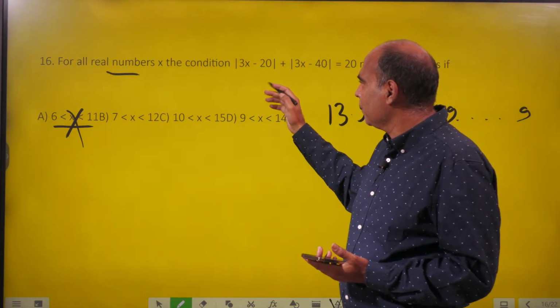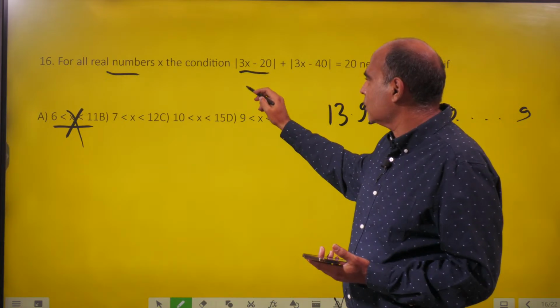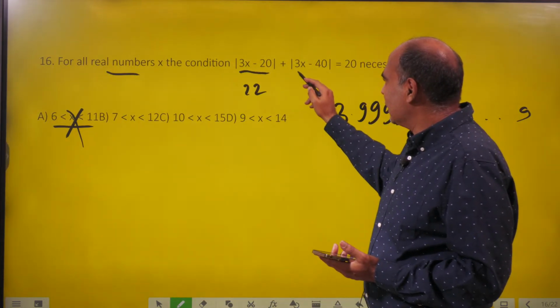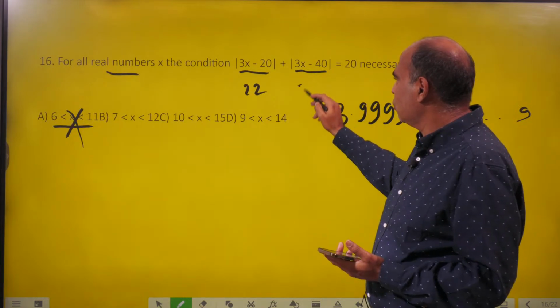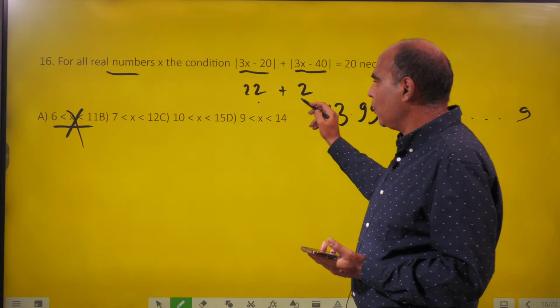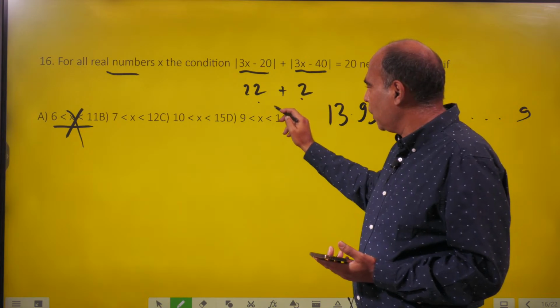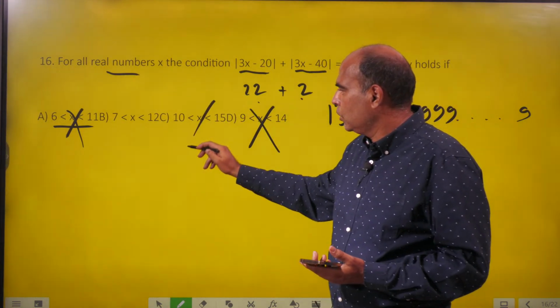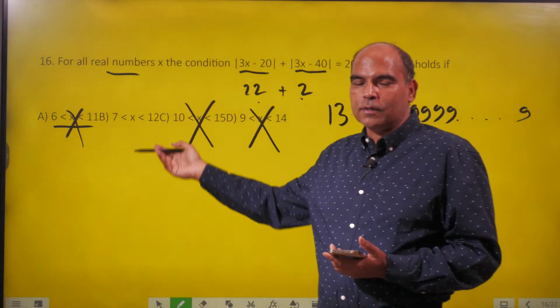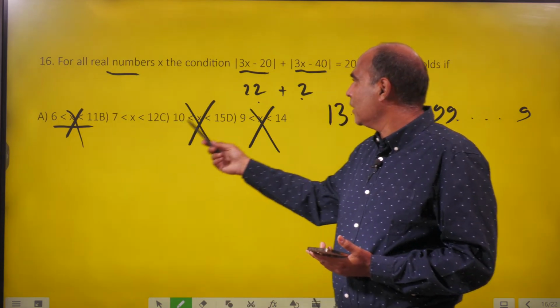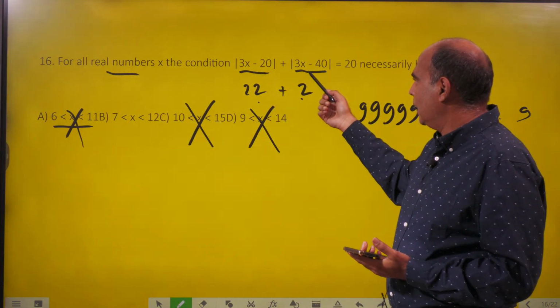Does it satisfy? So at x equals 14, this is 22. And at x equals 14, this is 2. And 22 plus 2 is again 24, does not satisfy this. And if 14 does not satisfy this, both these options go. And 7 to 12 is the correct answer. You can check at 7. This is 1 and this is 19.